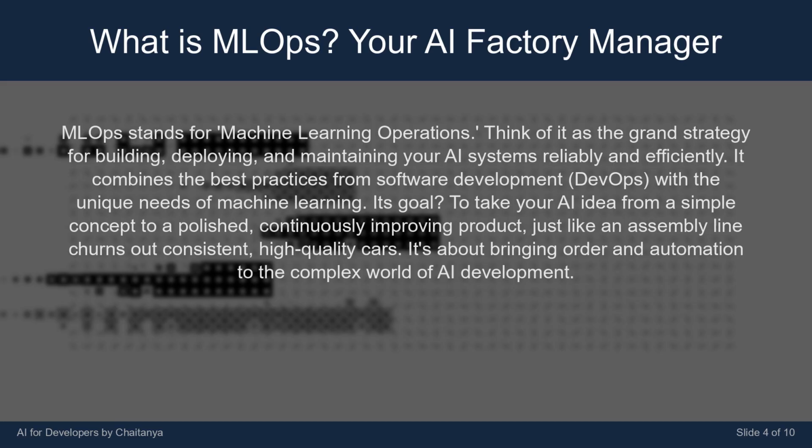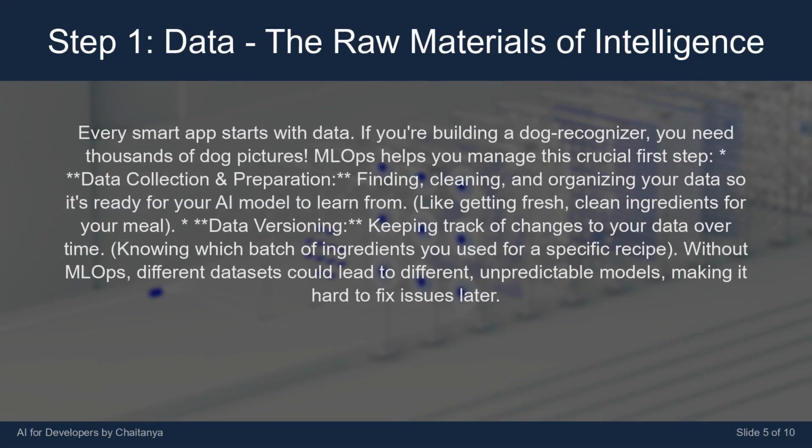It combines the best practices from software development, DevOps, with the unique needs of machine learning. Its goal? To take your AI idea from a simple concept to a polished, continuously improving product. Just like an assembly line churns out consistent, high-quality cars, it's about bringing order and automation to the complex world of AI development.